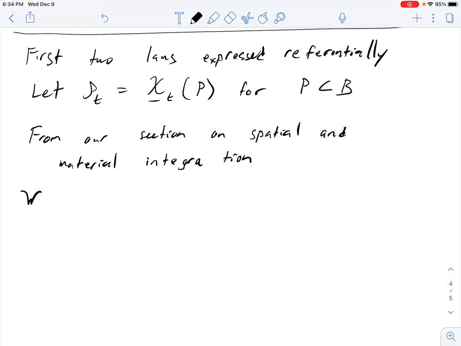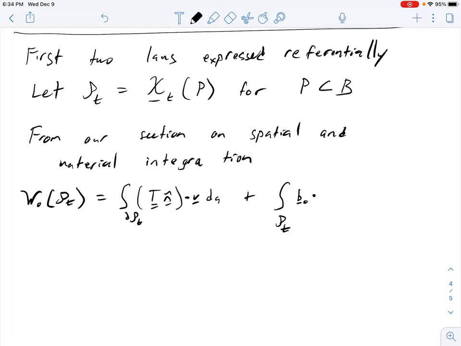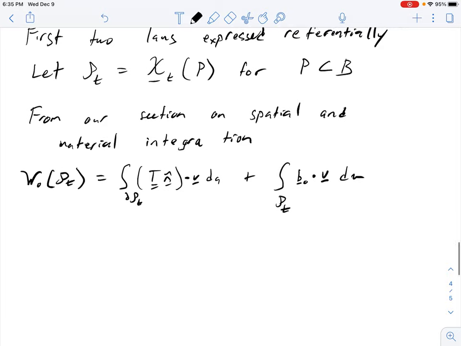So we have that the conventional external power of the spatial region is equal to the integral over the boundary of the Cauchy stress acting on the normal dot the velocity dA plus the integral over the volume of the conventional body force dot the velocity, so the work done by the conventional body force dV.